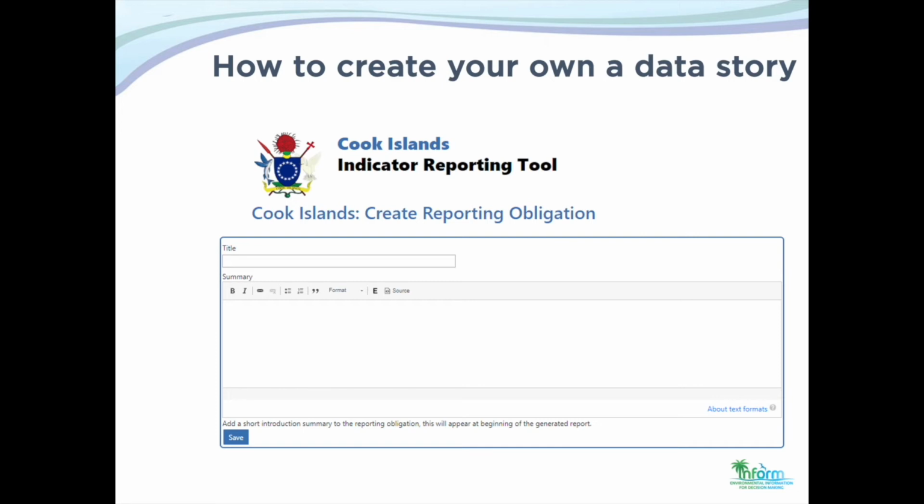Creating a new obligation in the tool is a two-step process. 1. Title. Add the name of the reporting obligation, for example, State of the Environment, National Biodiversity Strategic Plan, etc. This field is mandatory. 2. Description. This field is not mandatory, but it is highly recommended to supply this information to describe what the reporting obligation is about. You can also add images as required.